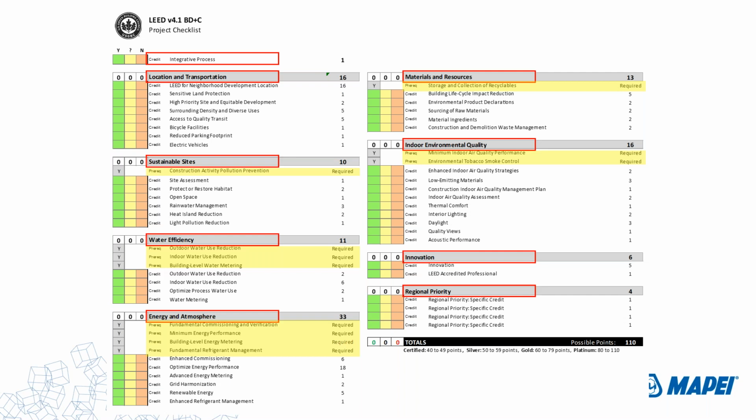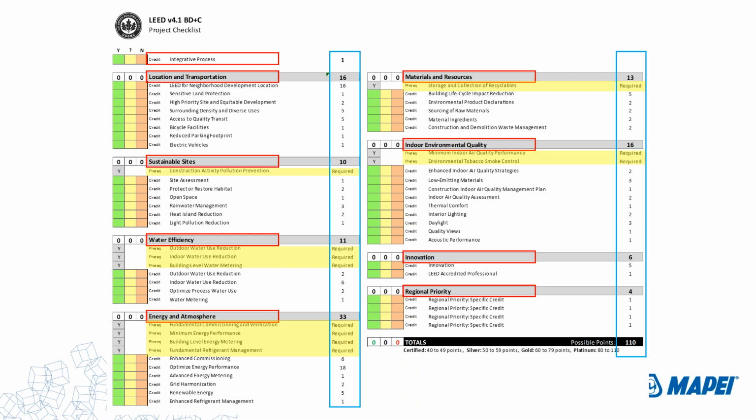In order to achieve certification, project teams are required to satisfy all prerequisites and earn a minimum number of points by pursuing additional credits. And here are the points that are associated with each of the credits. There are 110 points distributed across these credit categories.